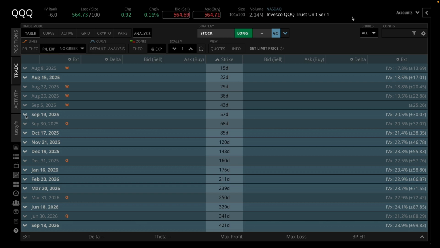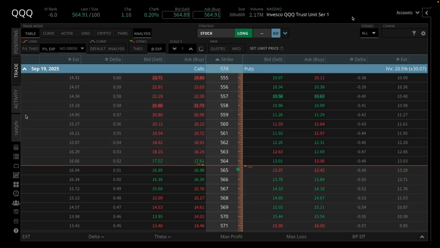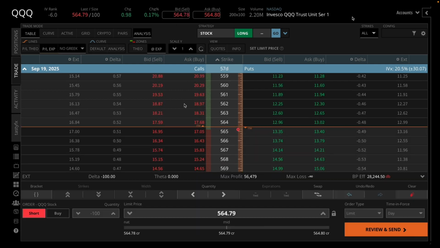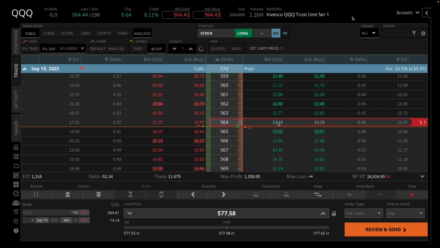So opening up the option chain here, I am then going to short 100 shares of QQQ at the current market price. And I'm going to short a put against those shares to complete the short synthetic call position. And I'm going to go at the money. I'm going to short the 564 strike so that I can maximize extrinsic value in the trade.